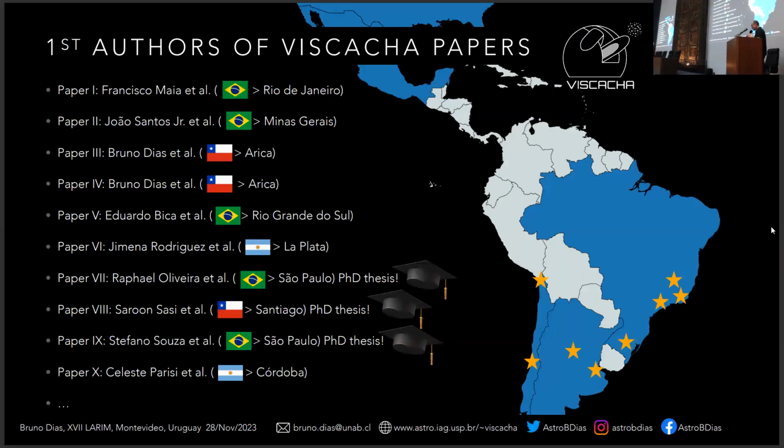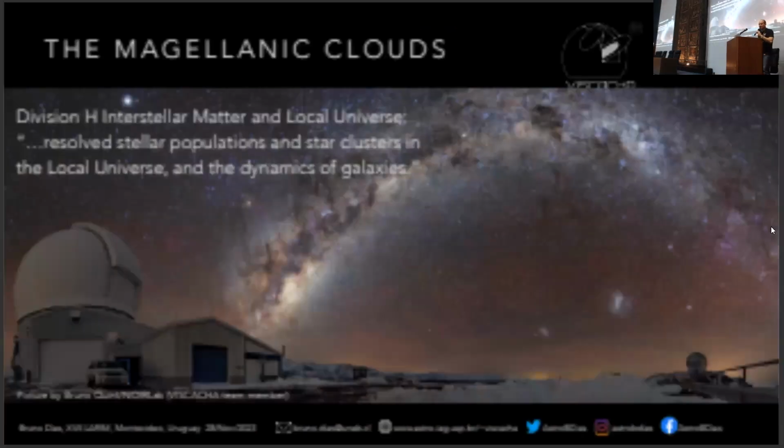And also because of LARIM, I like to highlight that the VISCACHA survey is a Latin American collaboration. That's producing very high level science, with worldwide collaboration and impact. I just like pointing out here at least the first authors of the papers, where they are located here in South America, for example. There are other countries, other regions, of people in the team that are collaborating, and a couple of PhD theses as well happening. So that's about people. So let's go for science.